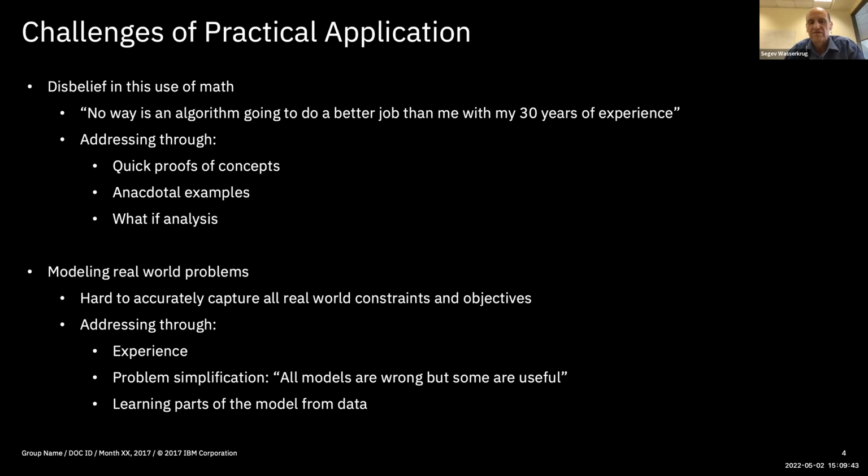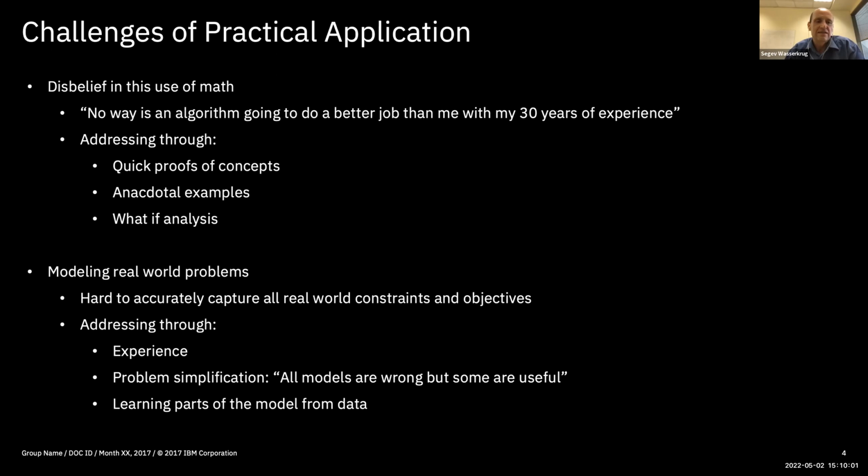We need to show something working very quickly. We need to give them anecdotal examples. What I mean is we need to show them the types of counterintuitive decisions that can be made by such a system, and also enable doing what-if analysis.